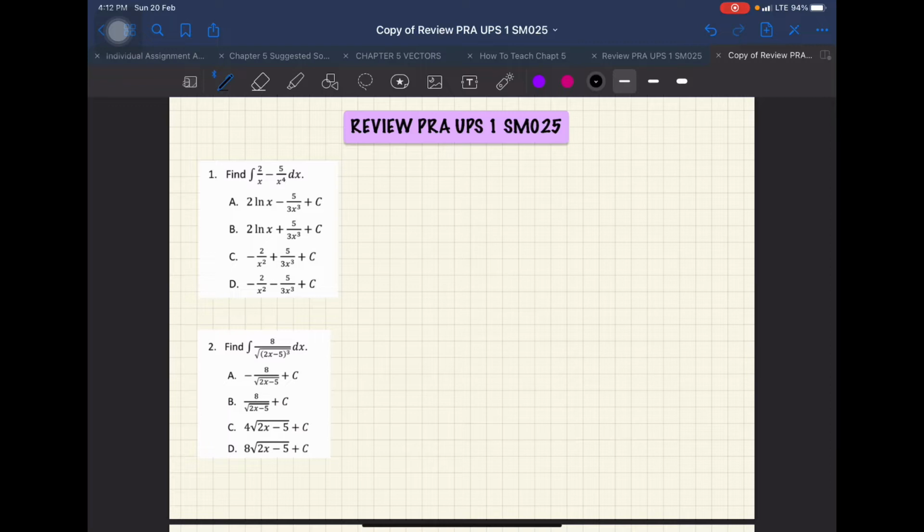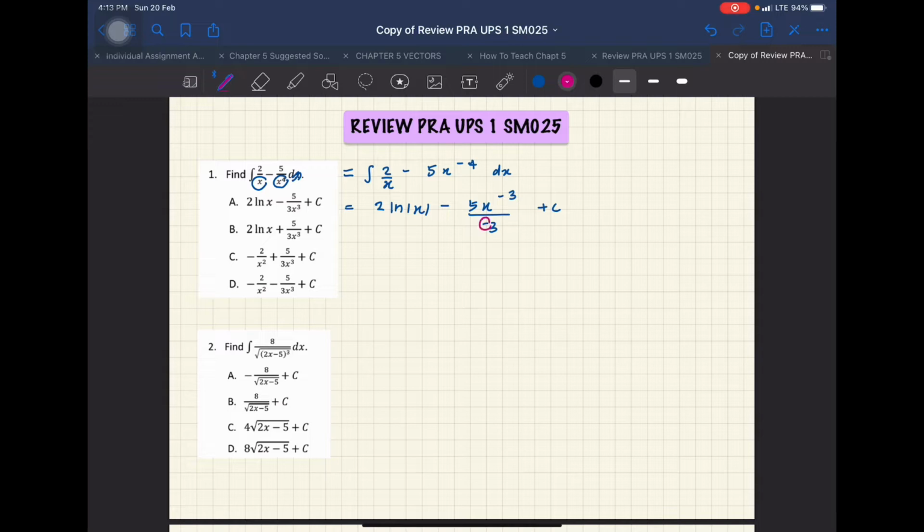Soalan yang pertama, dia minta kita integrate the function. Function ni dia sebenarnya memang simple. What you need to do is just to bring this one up. This one no need to bring it up sebab nanti dia akan jadi ln. So apa awak akan dapat kat sini is actually integral 2 over x minus 5x to the power of negative 4 dx. Daripada sini boleh integrate terus. So awak akan dapat 2 ln x, and then minus 5x to the power of negative 4 plus 1, negative 3, divided by negative 3. And then don't forget to plus c.